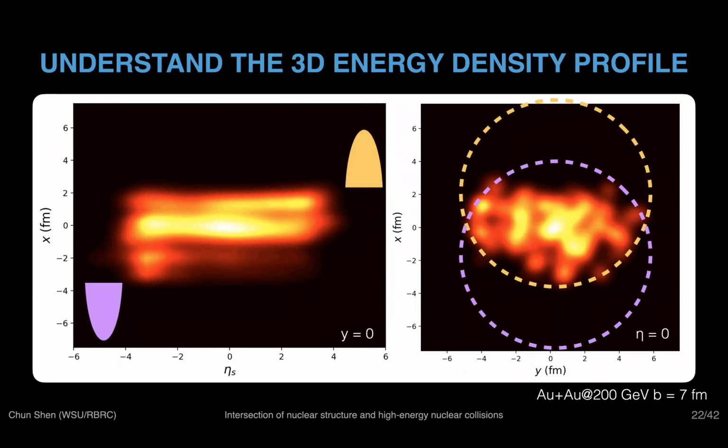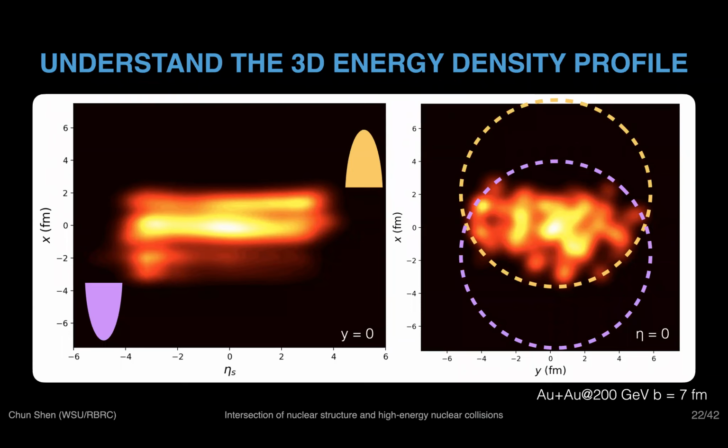So here is a snapshot of the energy density contour at early time from the 3D initial conditions. On the left plot, the coordinates are x and eta_s, where eta_s is the longitudinal space-time rapidity. You can think of this as the longitudinal direction. You can see that the energy density looks like a flux tube. That's basically what is built from the collisions.